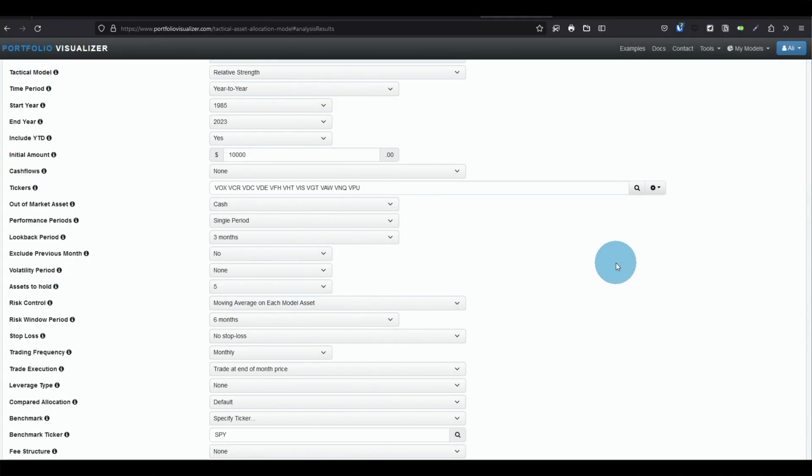Now, this type of strategy, rotational strategies, cannot be tested in any platform. In fact, most retail platforms cannot test this type of strategy. But thankfully, we have a free tool that we can do the testing with. So this is the tool we are using. It's called Portfolio Visualizer. You can use it for free to test this strategy.